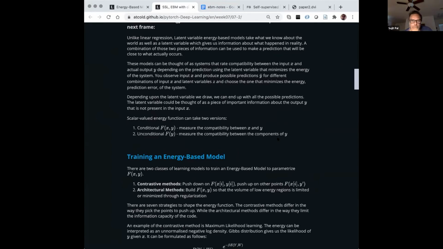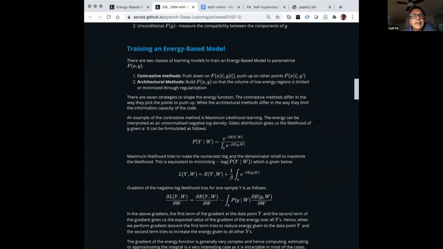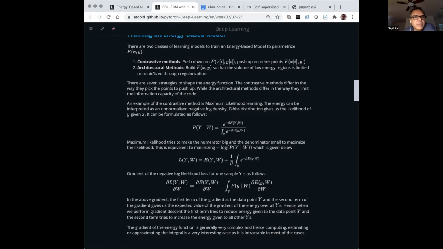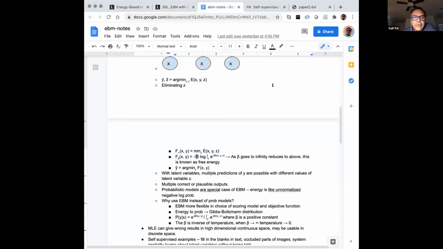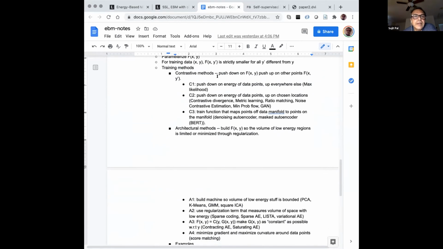So here, I think then he goes and talks about training. Okay, so in training, there are contrastive methods and there are architectural methods, and he lists out 7 different ways of doing it. In high-level terms, contrastive methods involve pushing down on F(x,y) and pushing up on the other points. So F(x,y) is the manifold, basically, right? So you push down on that and everything else automatically goes up, on the energy.